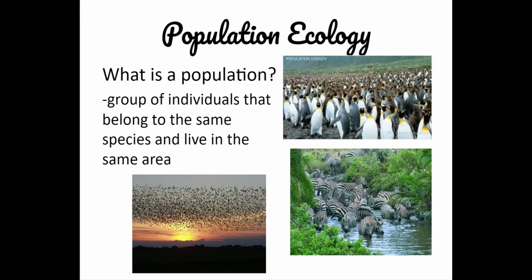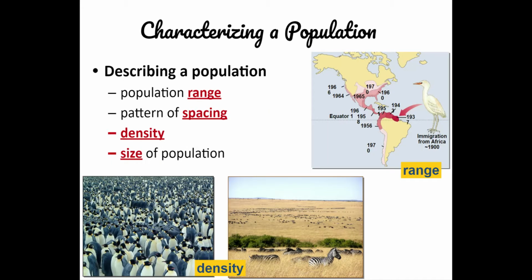This week, we are going to be focusing on population ecology. A population is a group of individuals that belong to the same species and live in the same area. When we are describing a population, we can talk about the population's range, so its location, the spacing, the density, and the size of that population.